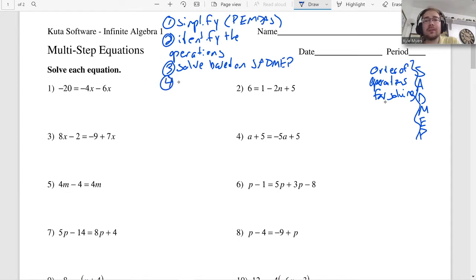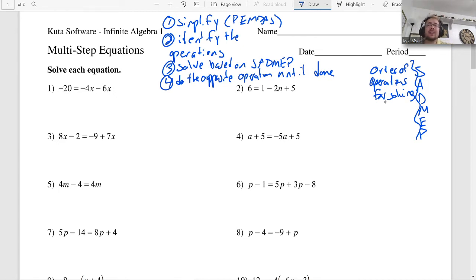And then you do the opposite operation. The opposite operation of plus is minus. The opposite operation of times is divide, and so on. Do the opposite operation until done. These are your little abridged notes: simplify if you can, identify the operations, solve based on SADMEP, do the opposite operation until done. So let's jump into number 1 here.